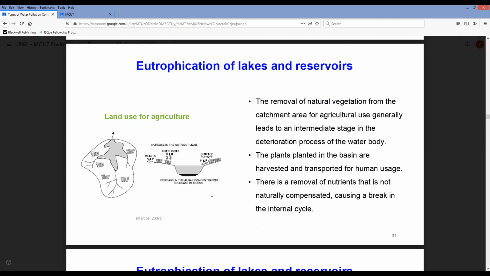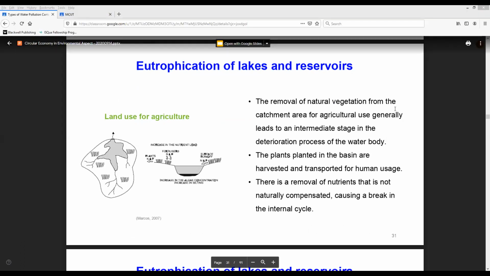Okay, and then this is land use for agriculture. The removal of the natural vegetation from the catchment area for agricultural use generally leads to an intermediate stage in the distillation process of the water body, and the plants in the basin are harvested and transported for human usage. Then there is a removal of nutrients that is not naturally compensated, causing a break in the internal cycle. Okay, next please.